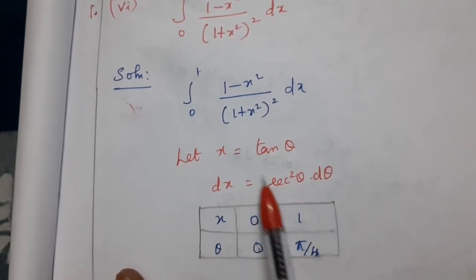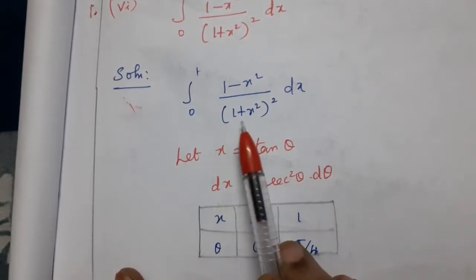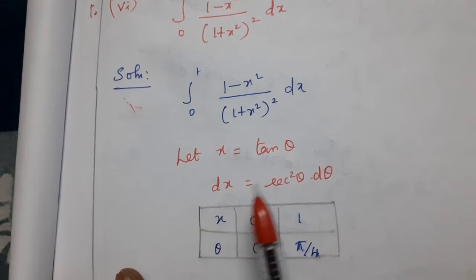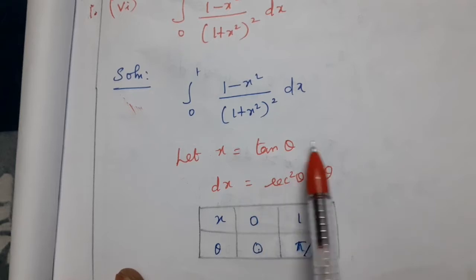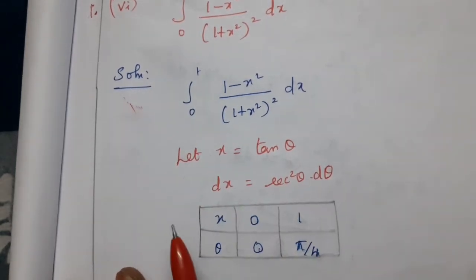Here also we are going to use a change of variable, because there is no formula we are able to apply, and we are unable to do the integration directly. So we are going to change the variable. When the variable is changed, the limits will also automatically change.